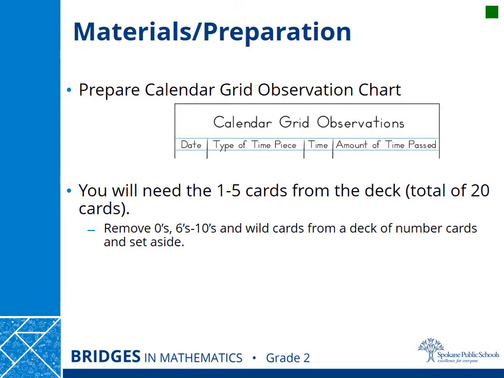Here are the components of your display and other materials you'll want to prepare beforehand. As always, you'll need to prepare your Calendar Grid observation chart with the headings and columns as shown on the screen. You will need 1 deck of number cards for Daily Rectangle this month. Take out the zeros, wild cards, and all cards greater than 5.